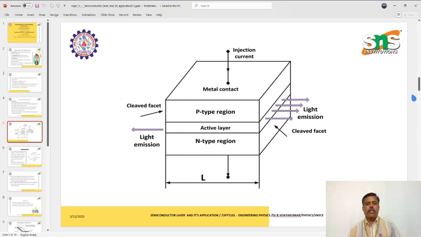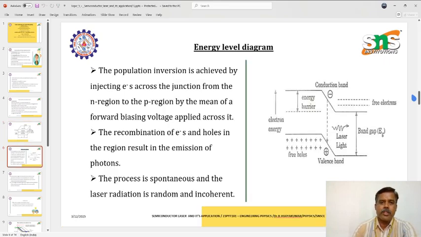So this is a diagram of the homojunction layer. The P type region and N type region, and the intermediate is the active layer. The active layer is where light emission occurs. Then top and bottom form the metal contacts, and the metal contacts are connected to an external power supply in forward bias.